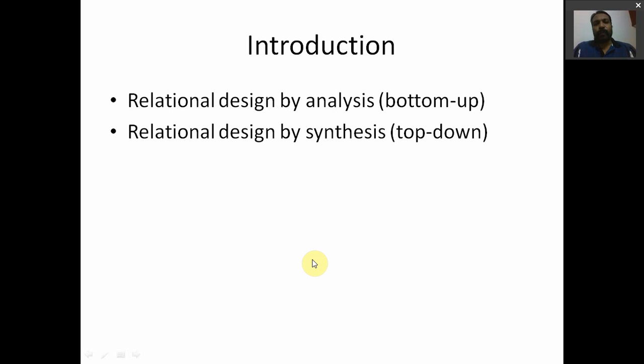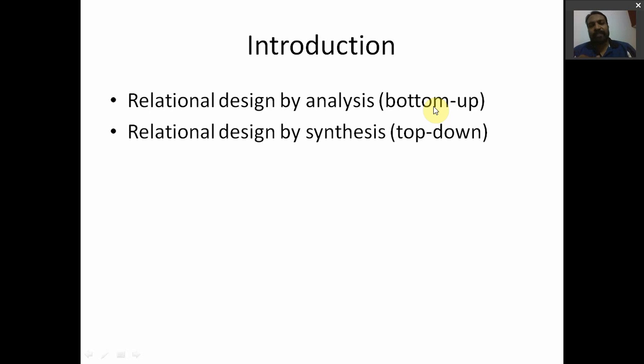We have seen relational database design can be done either by analysis or by synthesis. In the analysis approach, also known as the bottom-up approach, we start with ER diagrams, and from ER diagrams we map it to relations or tables, and then we test them against some conditions. If the tables satisfy those conditions, we say those tables or relations are in a particular normal form.